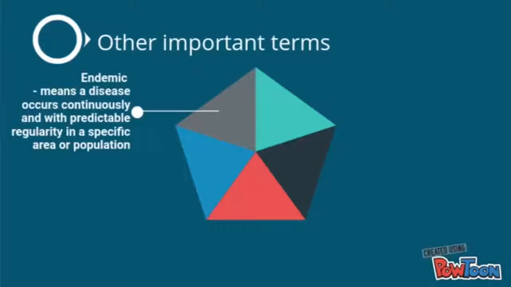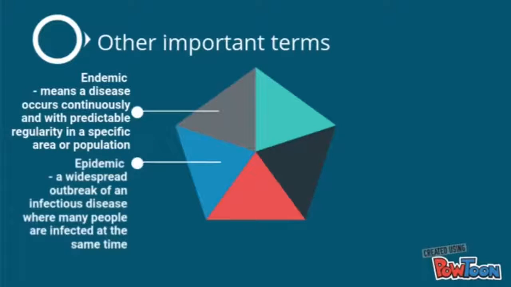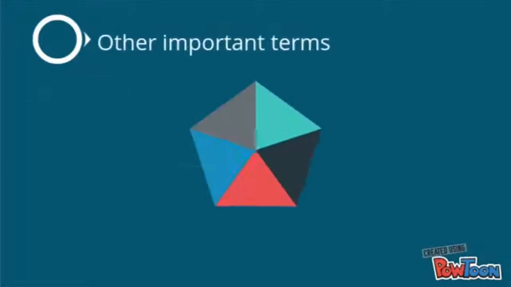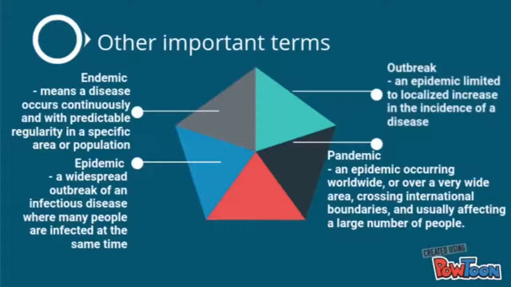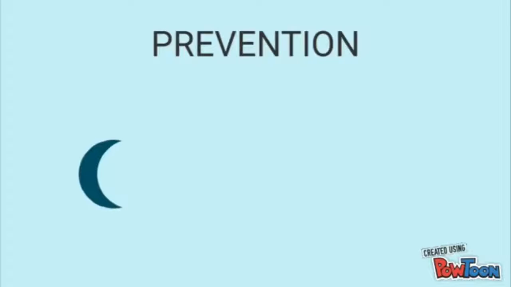Endemic means a disease occurs continuously and with predictable regularity in a specific area or population. Epidemic is a widespread outbreak of an infectious disease where many people are infected at the same time. Pandemic is an epidemic occurring worldwide or over a very wide area, crossing international boundaries and usually affecting a large number of people. An outbreak is an epidemic limited to a localized increase in the incidence of disease.